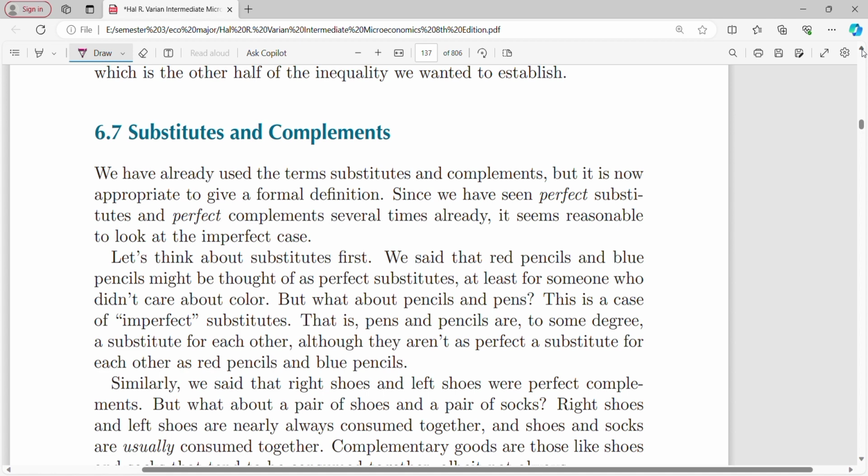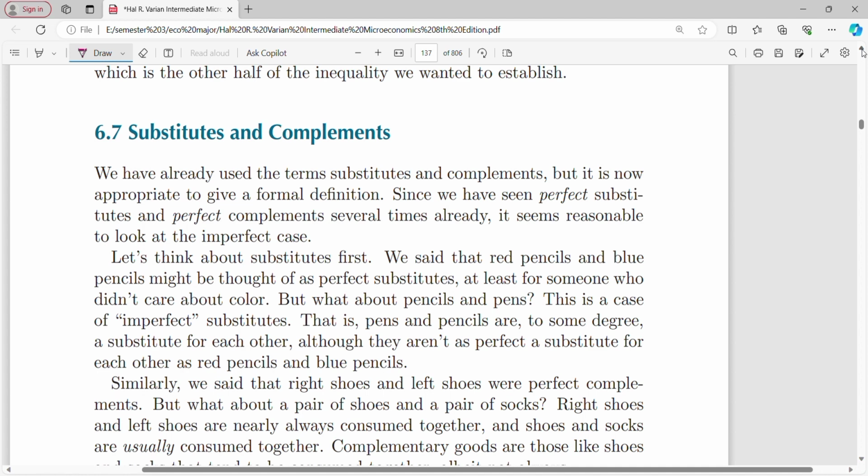So coming to substitutes and complements. We know what perfect substitutes are: red pencil and blue pencil, right? Now imagine pencils and pens. Are they perfect substitutes? No, they are imperfect substitutes, because pens and pencils, to some degree, both are used for writing only. So up to some degree, they are substitutes for each other, although they aren't as perfect a substitute as red pencil and blue pencil.